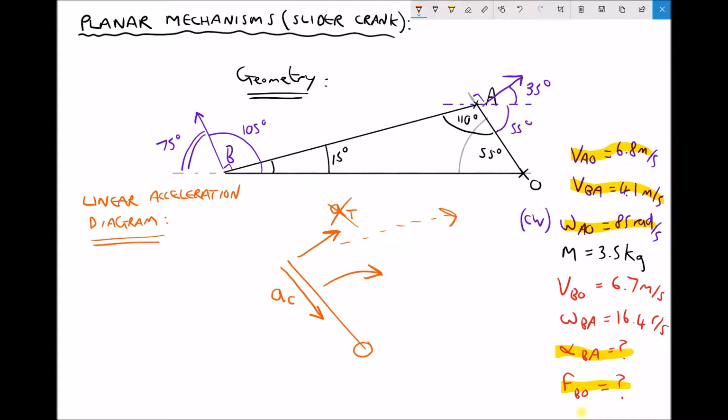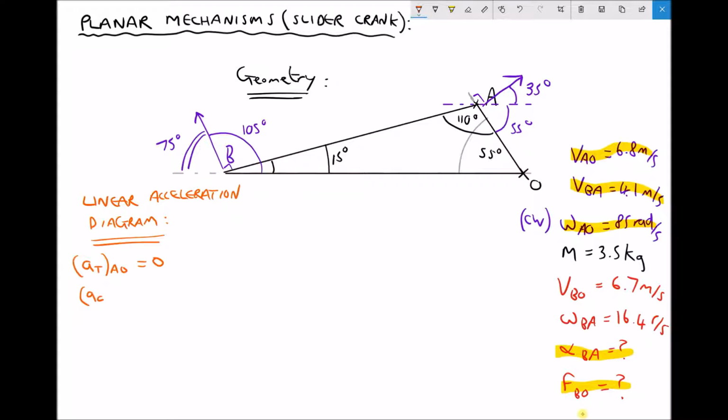So we can have tangential accelerations if the angular velocity is changing, but any rotating component is going to have centripetal accelerations. Fortunately, in our mechanism, our centripetal accelerations act in the direction of the linkages, or share the same direction as the linkages. But we still need to calculate some of their magnitudes. So we've already established that the tangential acceleration of A relative to O equals 0, because there's no change in the angular velocity of the linkage OA. But what we need to calculate is the centripetal acceleration of A relative to O.